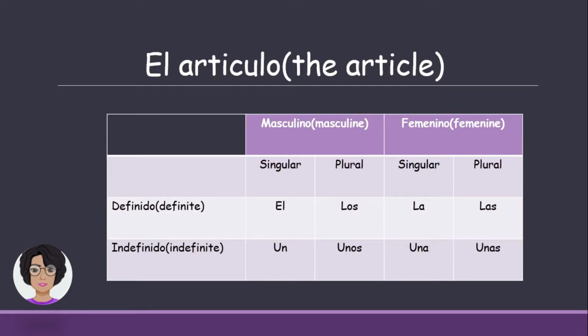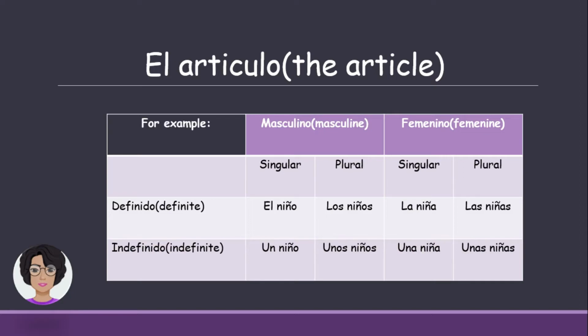As I explained before, we have definite and indefinite, and we should use those for masculine and feminine in a singular form and the plural form. So for masculine, we have in singular el as a definite, and for plural, we have los. For feminine, we have la, and plural, we have las. As indefinite, we have for masculine in singular un, and in plural, we have unos. For feminine in singular, we have una, and in plural, we have unas.